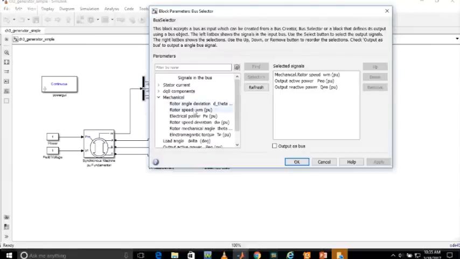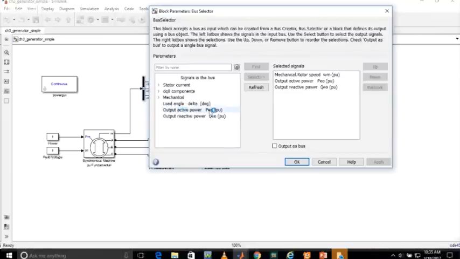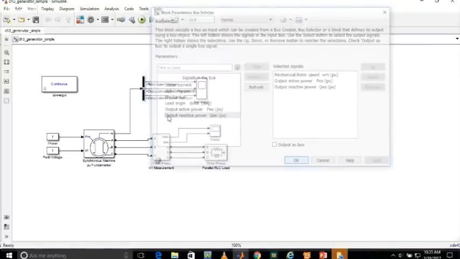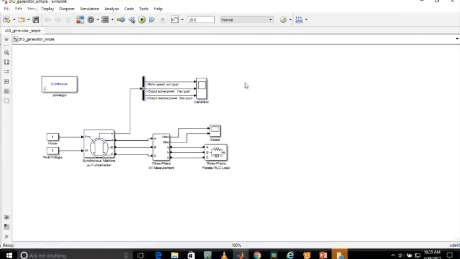In mechanical we have rotor angle deviation, rotor speed, and similarly we have output active power and output reactive power. So I have selected mechanical rotor speed, output active power and output reactive power. Based on your requirement, you can choose any parameter from this circuit. Just select it and it will come out here. So there are three readings that we have to find out. Three outputs are coming, and accordingly we have made our scope with three inputs. We are not going to run it right now because we have to initialize our synchronous generator. Right now we have given power equal to one and field voltage equal to one, right?